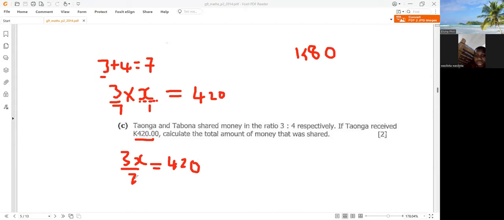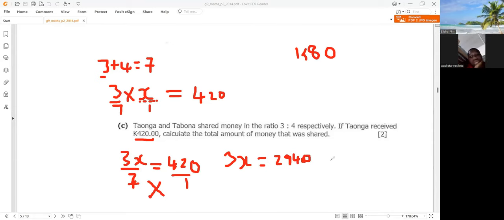Now, this takes us back to grade 7 work, right? No, not even grade 7 work, that's grade 8 work, where you deal with algebraic fractions. So here, introduce a one, how do you get rid of the fractions? You cross multiply, right? So 1 times 3x, that'll be 3x, which is equal to 7 times 420. That gives us 2,940. And then it has boiled down to linear equations in one unknown variable.